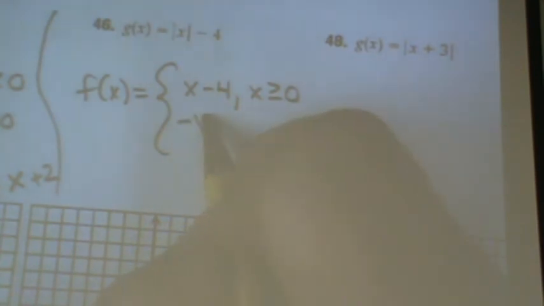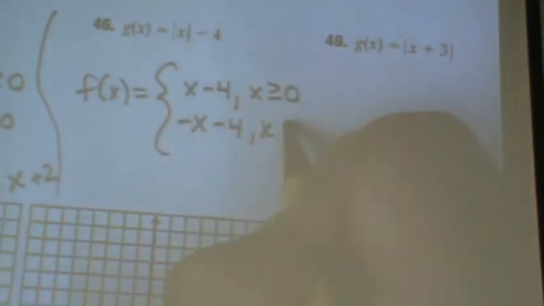You are going 4 units down. 1, 2, 3, 4, and this is going up 1 and over 1, like that. So that equation is f of x equals, it has a positive slope, but it begins at negative 4. So it's going to be x minus 4, and you're going to use that for x is greater than or equal to 0. And then the other line is going to be negative x minus 4, and we're going to use that for x is less than, not less than or equal to, just less than 0.